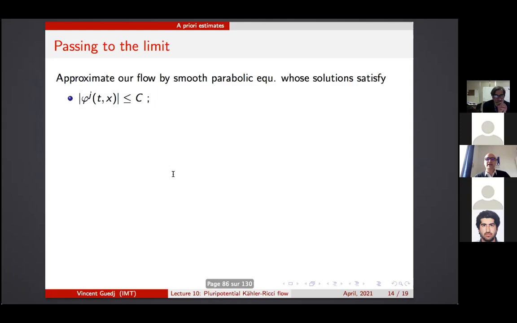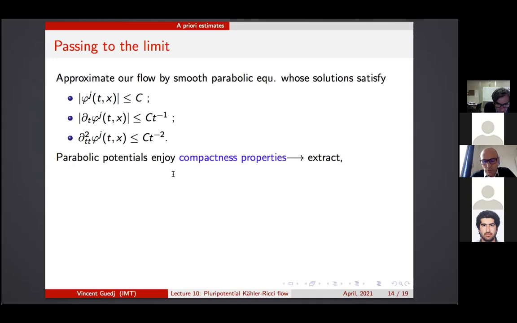And along the approximation process, we have established the following three inequalities. So φ_j, the approximant, remains uniformly bounded. The time derivative of φ_j remains uniformly bounded away from zero. And the second time derivative remains uniformly bounded from above. We can therefore use a property that we have encountered quite a few times, namely, uniformly bounded ω_t-parabolic functions evolve in an L1 compact subset of functions. So we can extract, as j goes to plus infinity, a converging subsequence. Relabeling, if necessary, we get φ_j converges to some φ in L1.